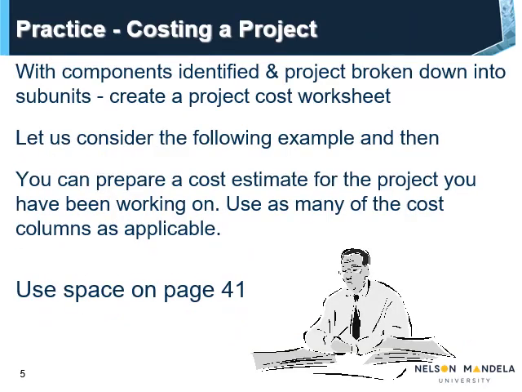With the cost components identified, and the project broken down into subunits, you can now create a worksheet to determine the costs for the total project. Note that costing a subunit is sometimes simplified if it is to be subcontracted. Here, the costing process includes bidding for the subunit, selecting a contractor, and then using the contractor's price as the unit cost. Before we practice on preparing a cost estimate for the project you have been using, let us consider the following example.